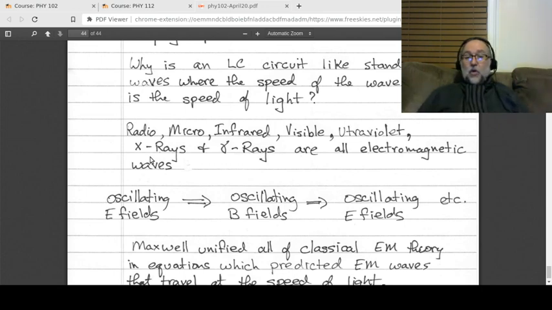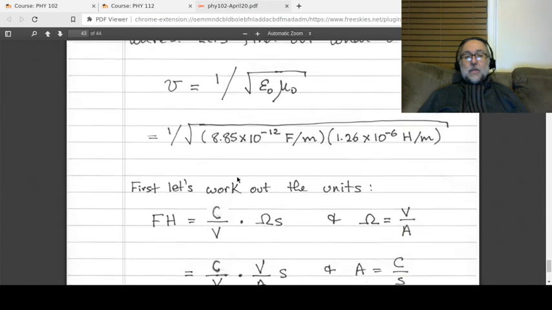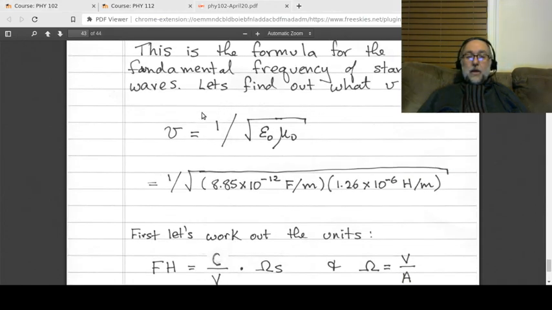It turns out that radio waves, microwaves, infrared, visible light, ultraviolet, X-rays, and gamma rays are all electromagnetic waves of different wavelengths. And it's even more interesting. I didn't write this down, but since we're here, look at this again. Do you remember what the velocity was for waves on a string? It was the square root of the tension divided by the linear mass density.